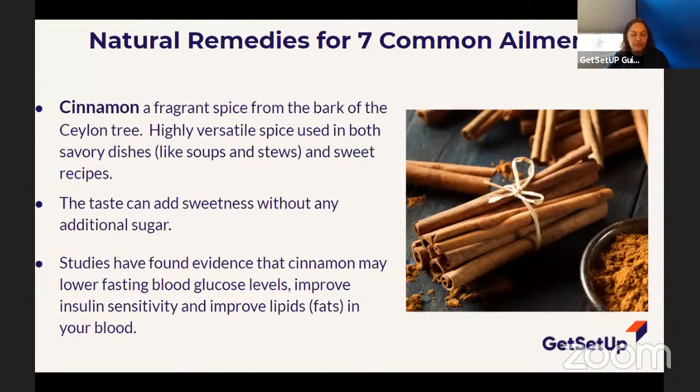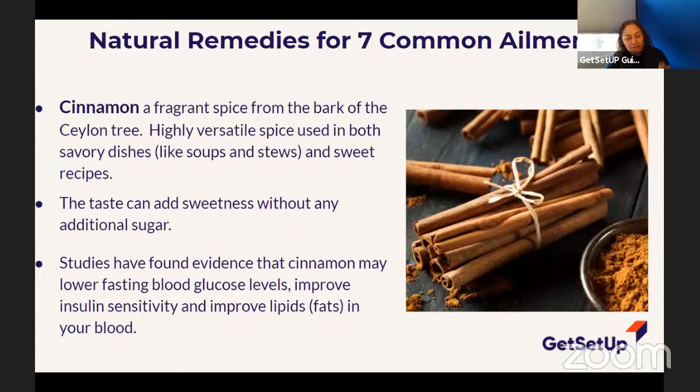It's very versatile. Most people use it in sweets, which is kind of funny, right? They use it when they make sweets like cinnamon buns or something like that. And cinnamon itself is actually not sweet, but we sort of relate the flavor of cinnamon with something sweet. So it doesn't add sweetness, but it sort of feels like it does without adding sugar.